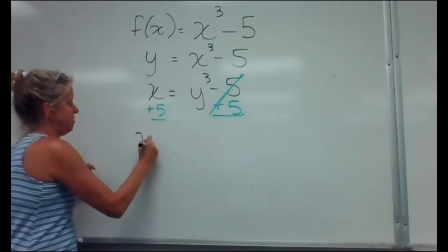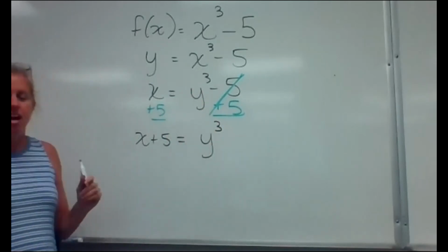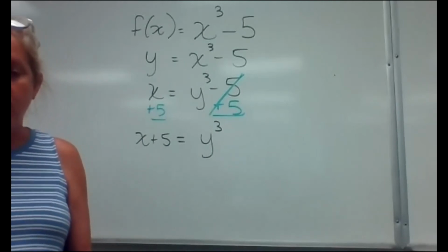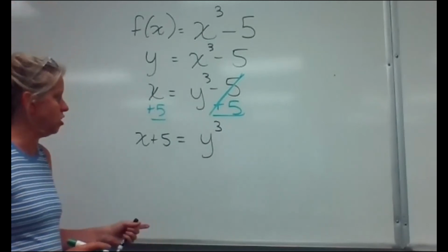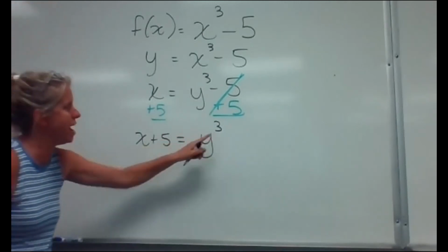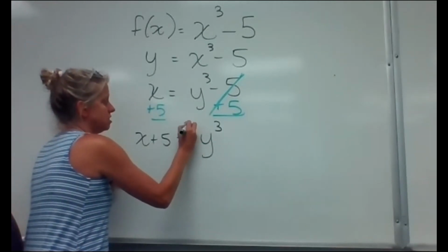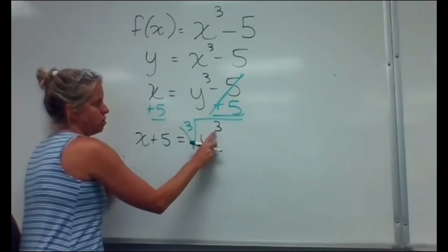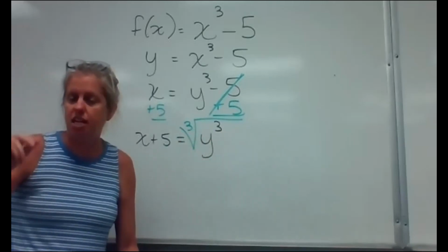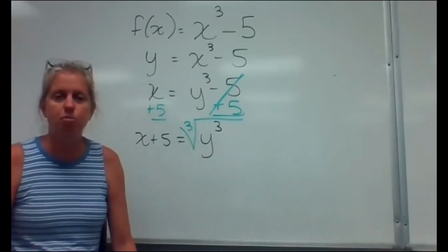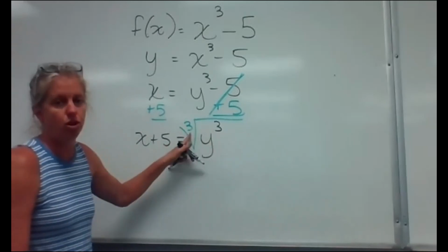So on the left, I've got x plus 5 equals, I still have y to the third power. I don't want to know what y to the third power is. I want to know what y is. The opposite, or the way you cancel out a third power, is by taking what is called the cube root. The cube root knocks out the cube power. They're opposites of each other. Like plus is the opposite of minus. Division is the opposite of multiplication. If something is raised to the third power, you cancel it out by taking the third root.